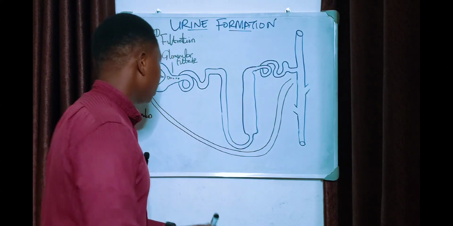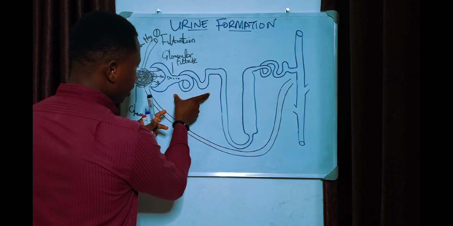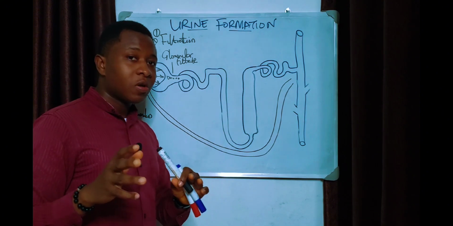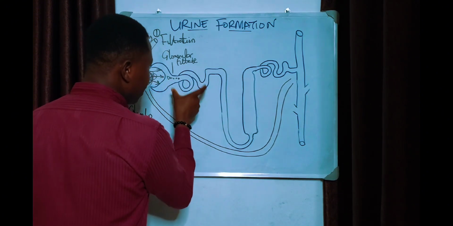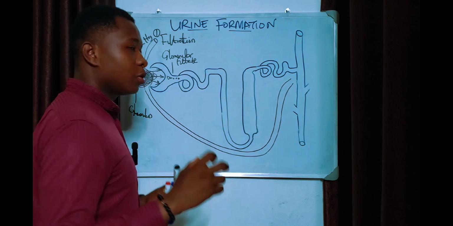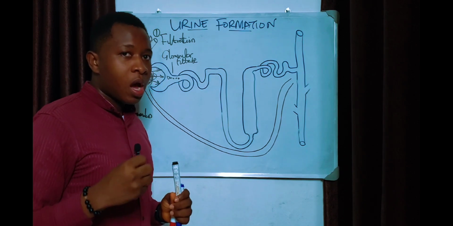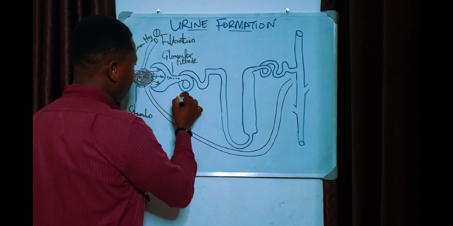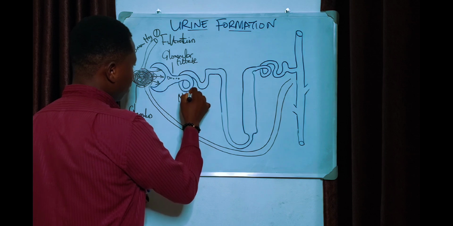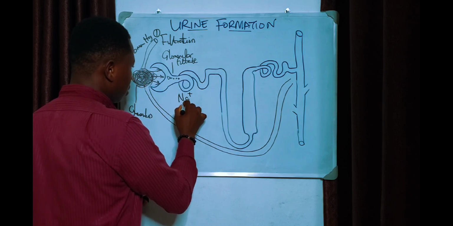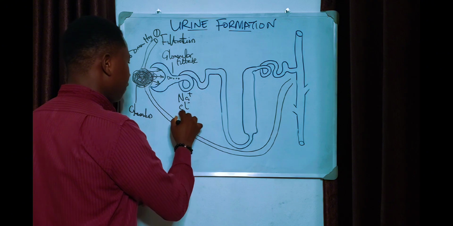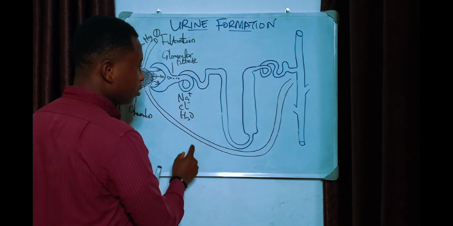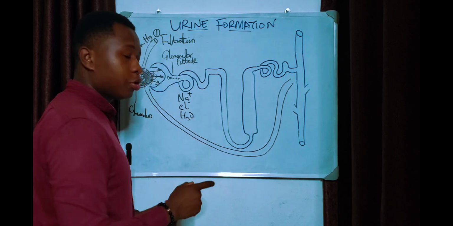Selective reabsorption, right? This part, we know from our previous video, is the proximal convoluted tubule, right? In the proximal convoluted tubule, some substances are absorbed. And what are those things that are absorbed? We have the sodium ion, chloride ion, and we also have H2O, water. Now, where are they absorbed into? They are absorbed back into the bloodstream.